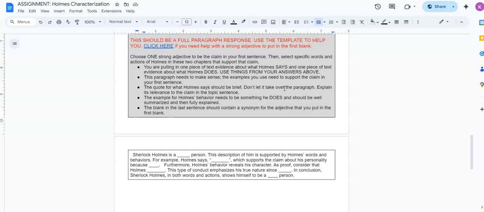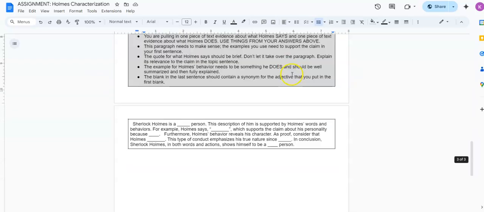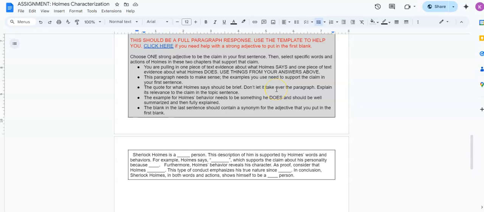Remember, I've read the story. I've read it several times. I'm seeing if you can do a character analysis and narrow down what kind of person he is. So explain its relevance to the claim in the topic sentence. Then, the example of Holmes's behavior needs to be something he does. So again, you're going to pull from this evidence up here and put it in your paragraph, and it should be well summarized and fully explained.